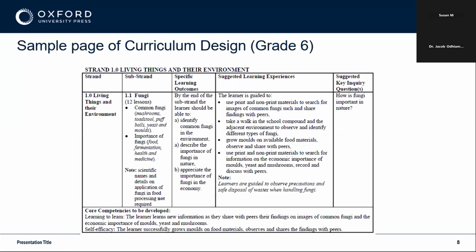And then there is a suggested key inquiry question at the last column. That is very important. It will guide activities and discussions. For example, by the end of this substrand, the learner should answer this question: how is fungi important in nature? They should answer that question. And any other question that you can come up with, this is just a suggested key inquiry question. You can add more to it.